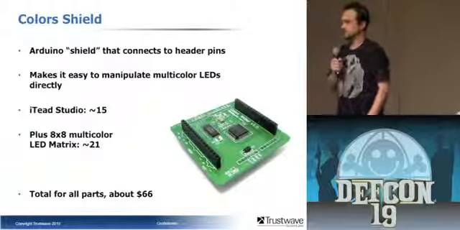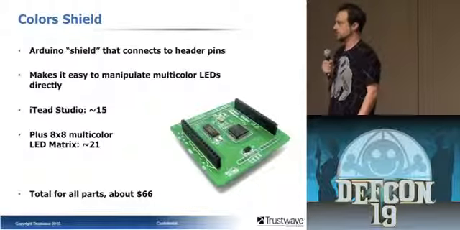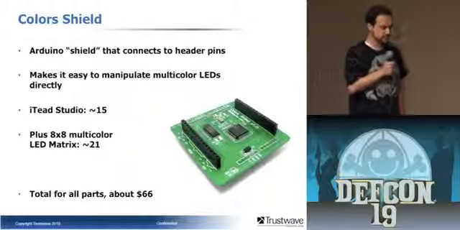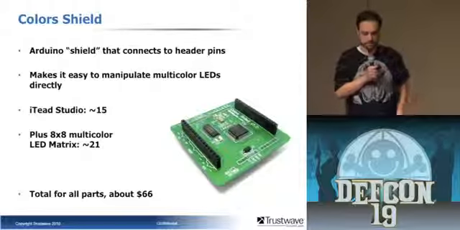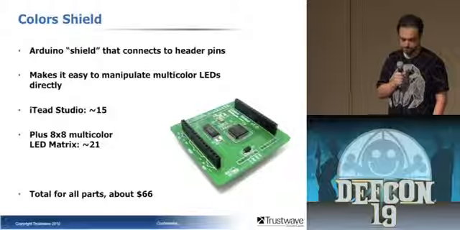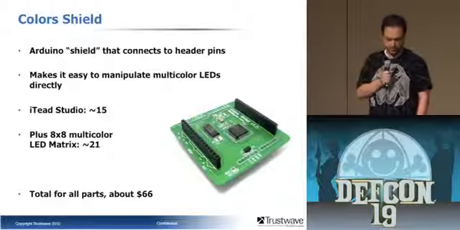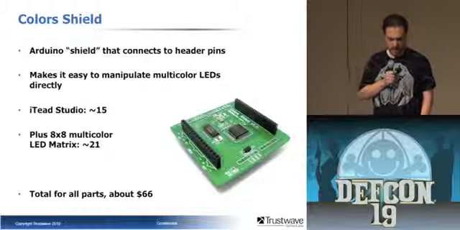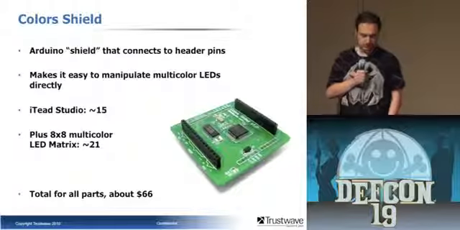If you go on YouTube and type in Arduino LEDs, you'll see a lot of wire wrap and breadboards where people are doing a lot of cool stuff, but they're having to do it all manually and hook everything up together. This makes life a lot easier if you're going to play with LEDs, with blinky lights. IT Studio sells it for $15, and they also sell a multicolor LED matrix for about $21. So at the end of the day, we're at about $66 for this.